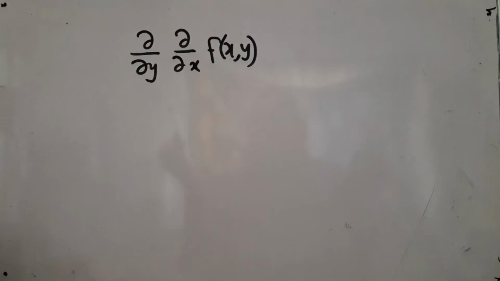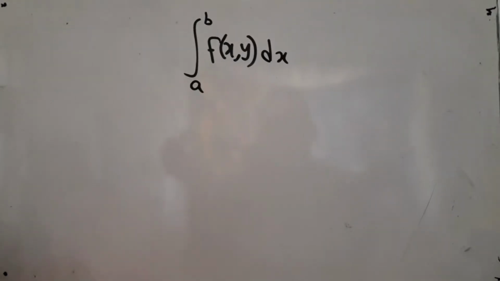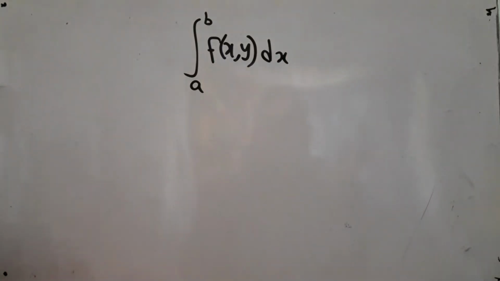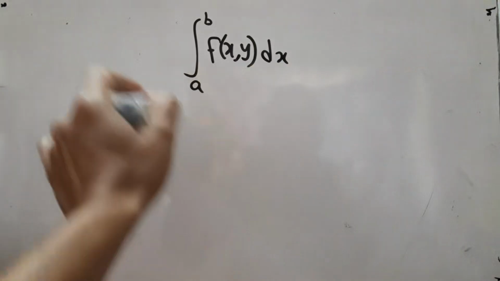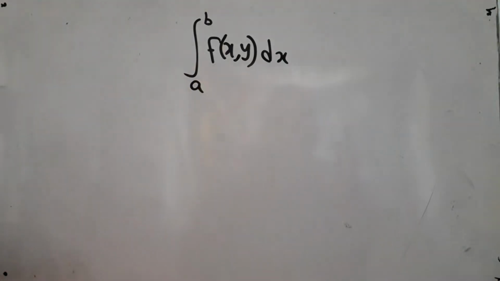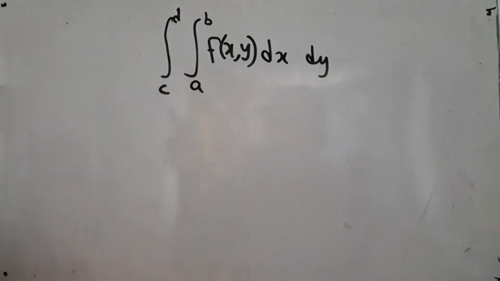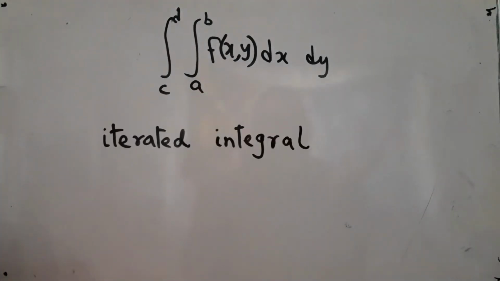Just as we can do differentiation with respect to the two variables separately one after another, we can also do integration. First, say we integrate with respect to x holding y fixed, and then we take this result, which is now just a function of y, and integrate it with respect to y. When we do one integration after another, this is called an iterated integral.